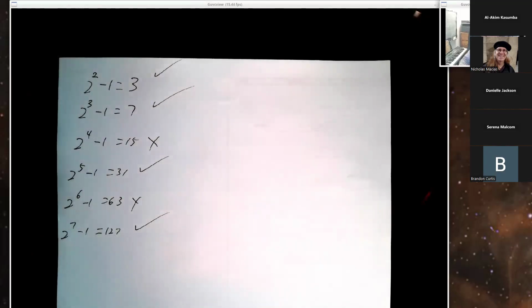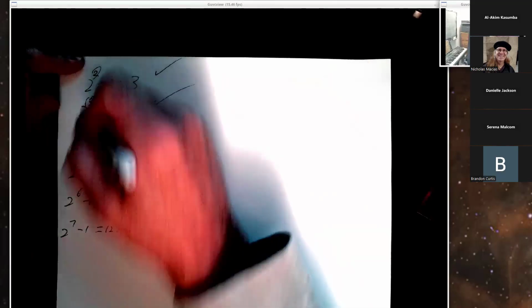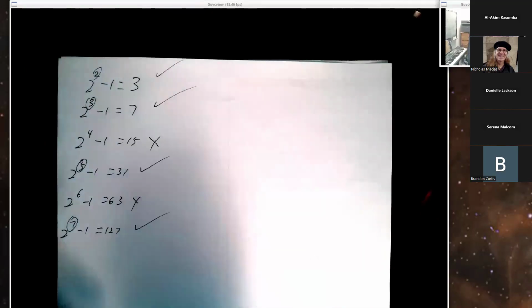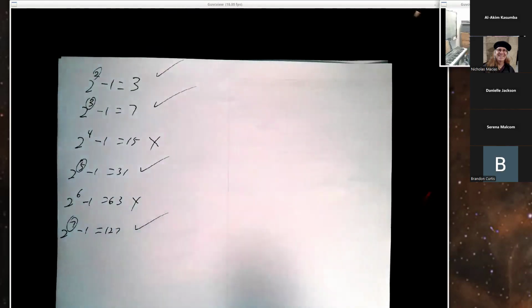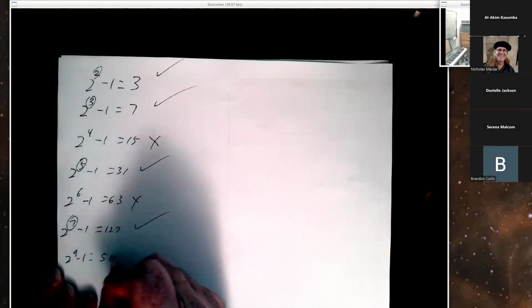2 to the power of a prime number minus 1 is a prime number. Yeah, if this exponent is prime, 2, 3, 5, 7, when we raise 2 to that and subtract 1, we seem to be getting prime numbers. 2 to the 9th minus 1 is 511.